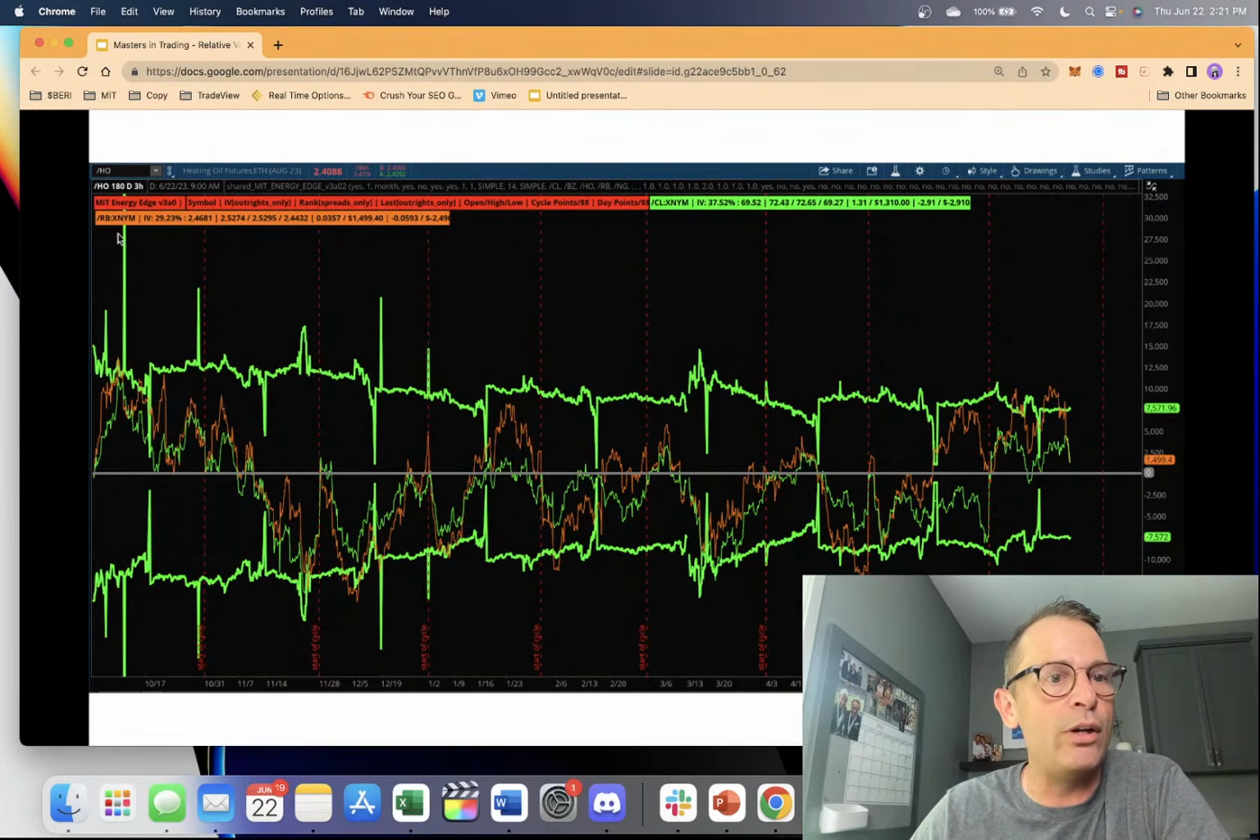But look how oil and RBOB have respected their implied volatility bands. Here's a relative value trade. It looks like they separate with oil weaker, and here oil is stronger. Here oil is weaker.